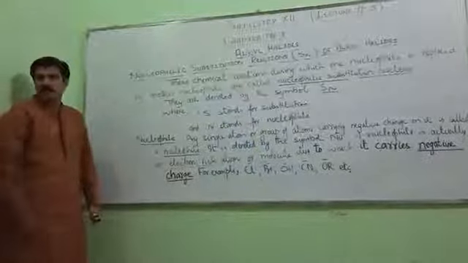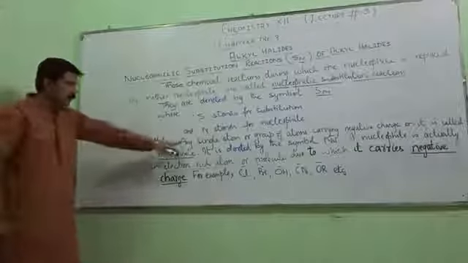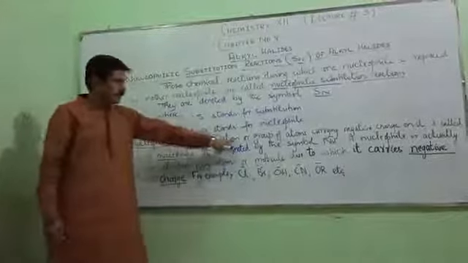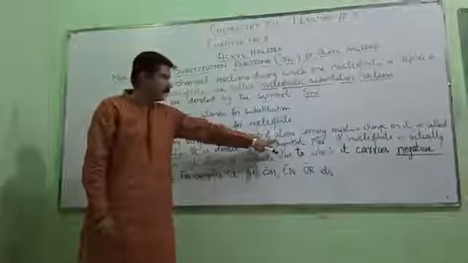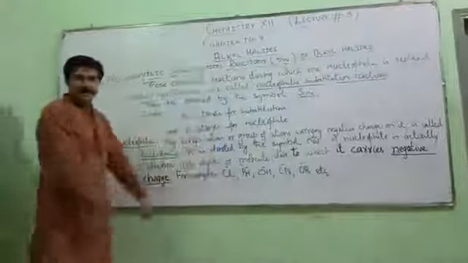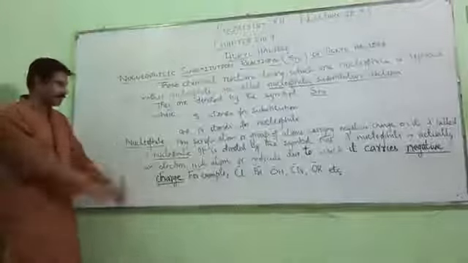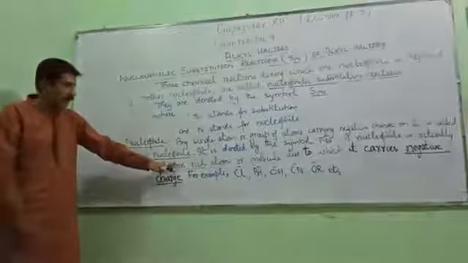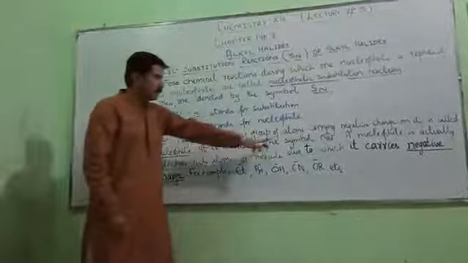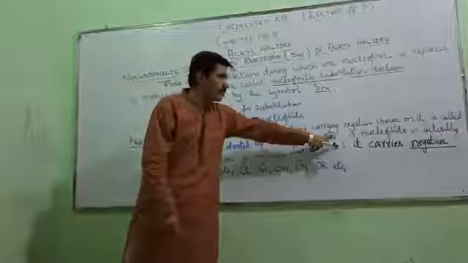Now, first of all, we shall know what a nucleophile is. A nucleophile is any single atom or a group of atoms carrying a negative charge on it. Any single atom or a group of atoms which has a negative charge on it is called a nucleophile, and the symbol used for nucleophile is Nu negative.